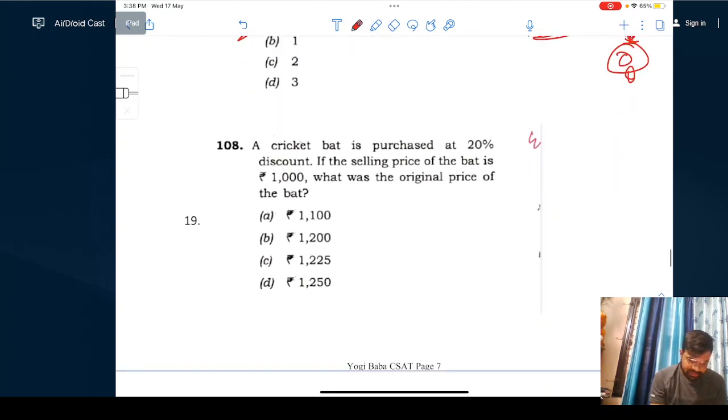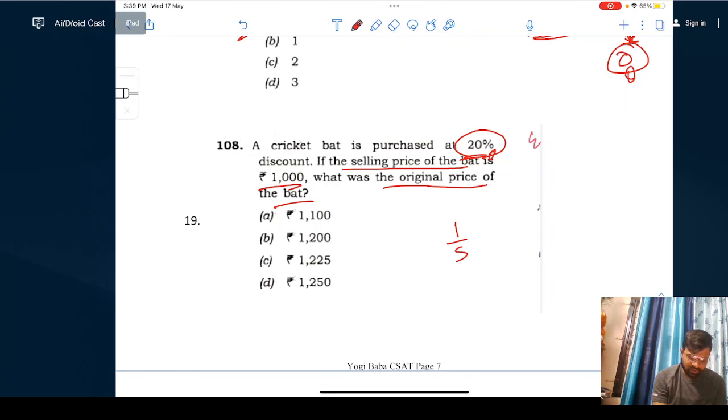A cricket bat is purchased at a 20% discount. If the selling price of the bat is 1000 rupees, what was the original price of the bat? Okay, so the very normal thing: a 20% discount means basically 1 by 5. So after the 20% discount, this is 1 by 5.